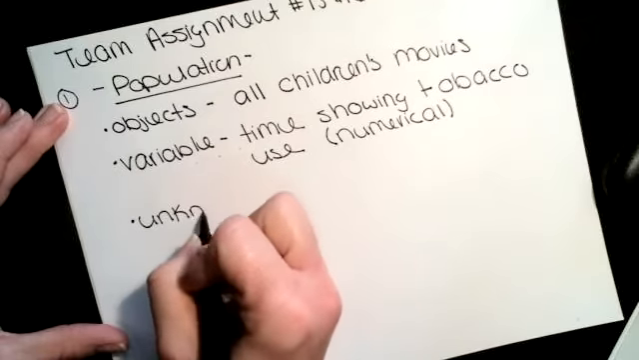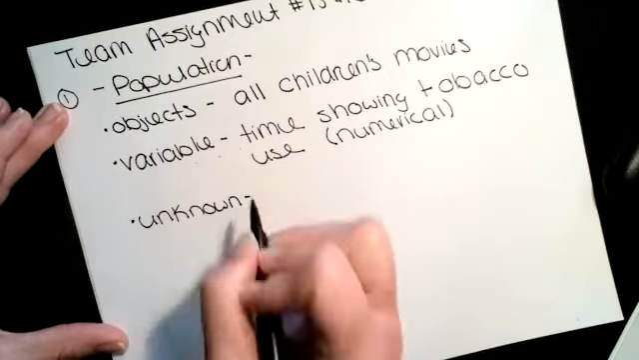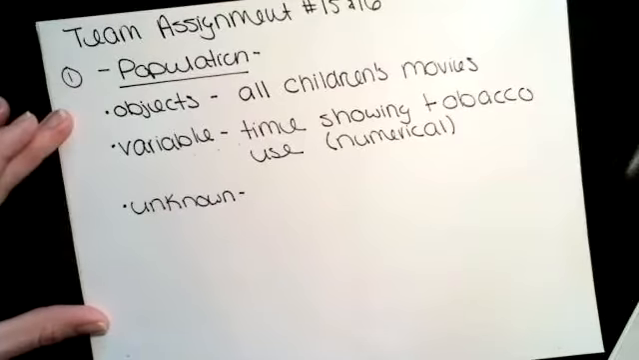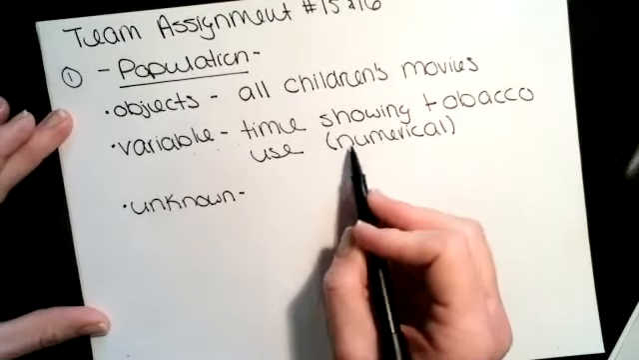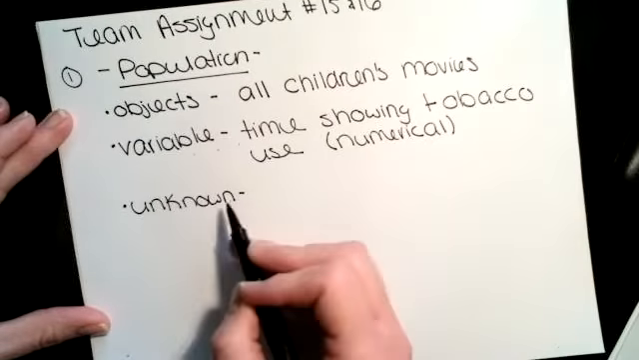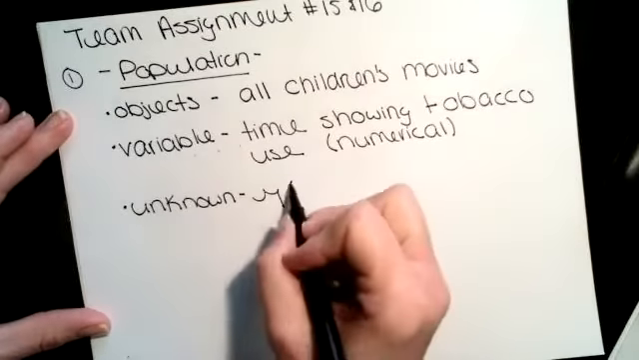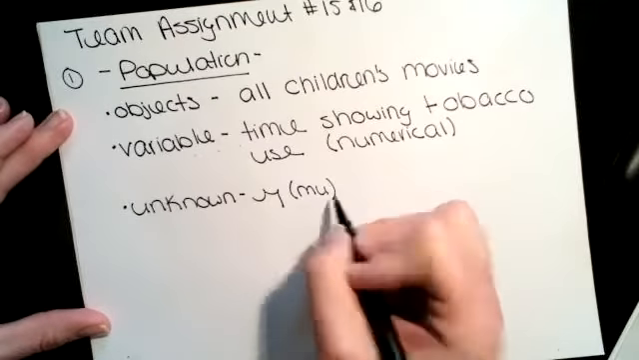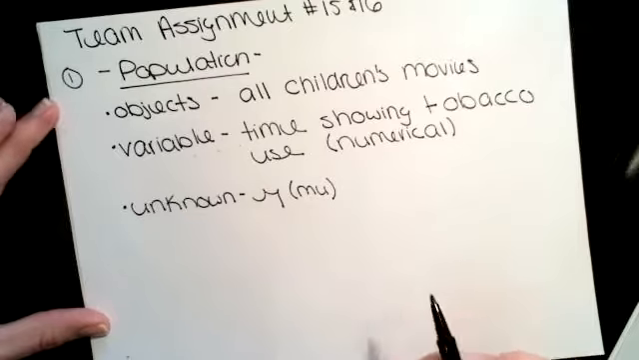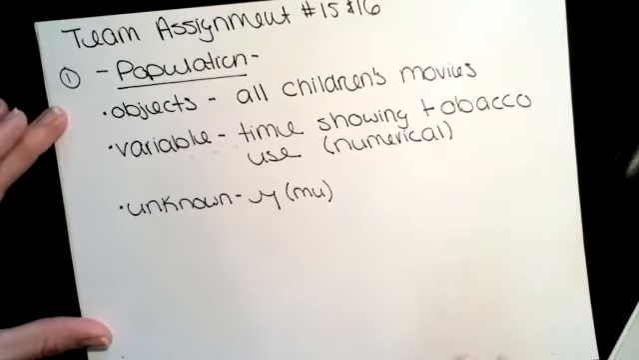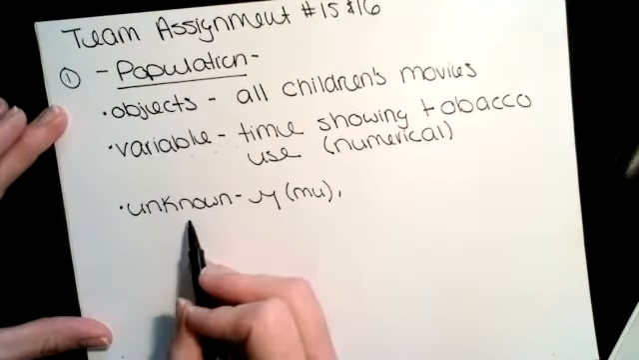The next part here is what we call the unknown. Now this is driven right from my variable. See how I wrote it's numerical. So my unknown is mu. And remember, you don't have to use the symbol. You can just type MU for mu. Don't use capital M because capital M stands for median. So my unknown is mu.